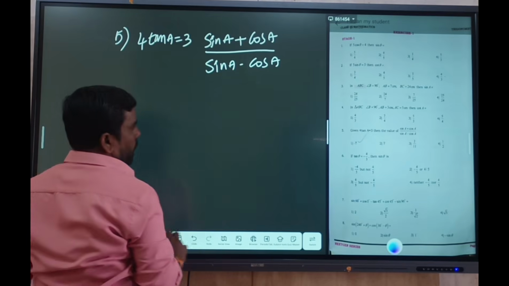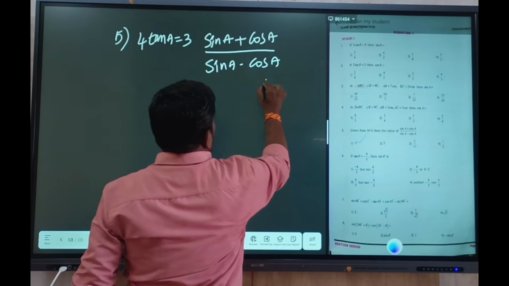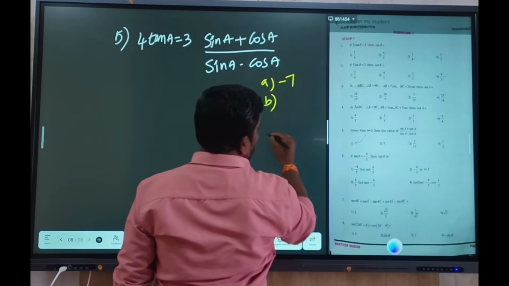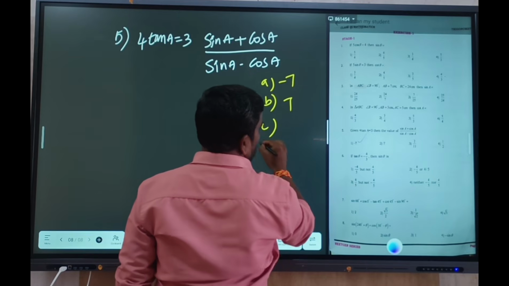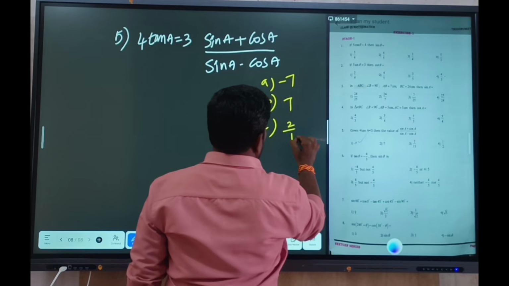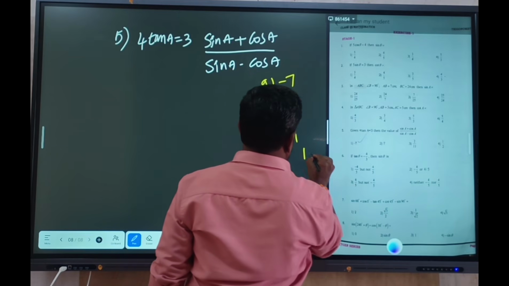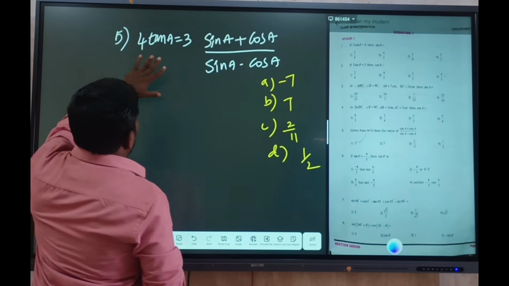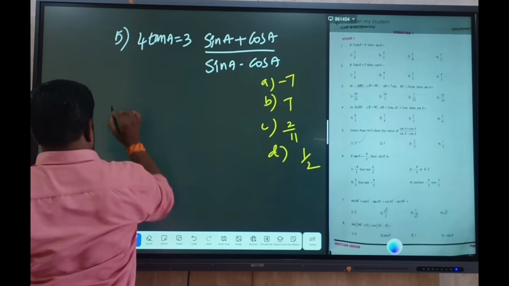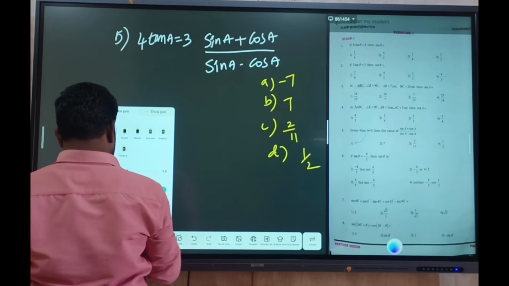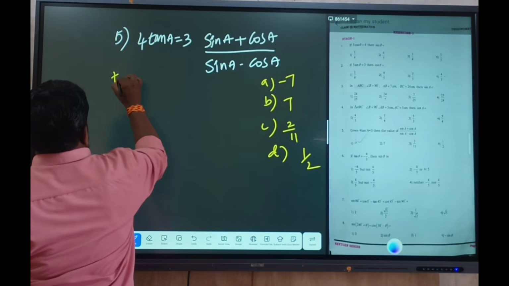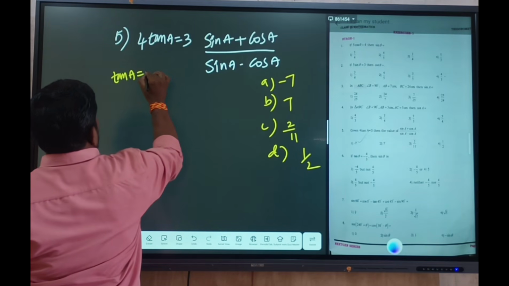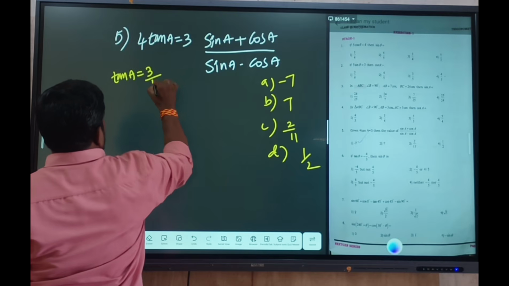Here are the options: option A is minus 7, option B is 7, option C is 2 by 11, and option D is 1 by 2. Right, what is the method here? Very, very important. Tan A is given, so 4 tan A is equal to 3.